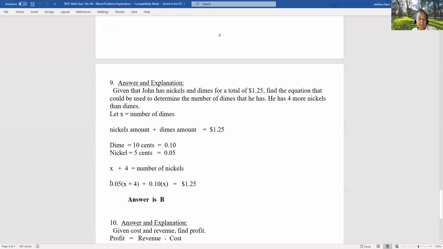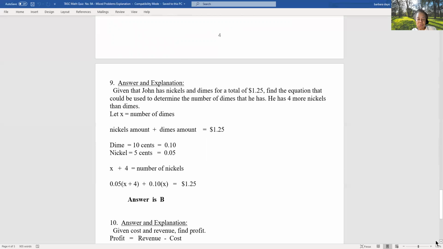Now, we can write our equation, 0.05 times the number of nickels, X plus 4, and X is the number of dimes, 0.10 times X, and this must add up to $1.25. All right, this is the number of nickels, X plus 4. X, they told us, was the number of dimes. So the answer is B.